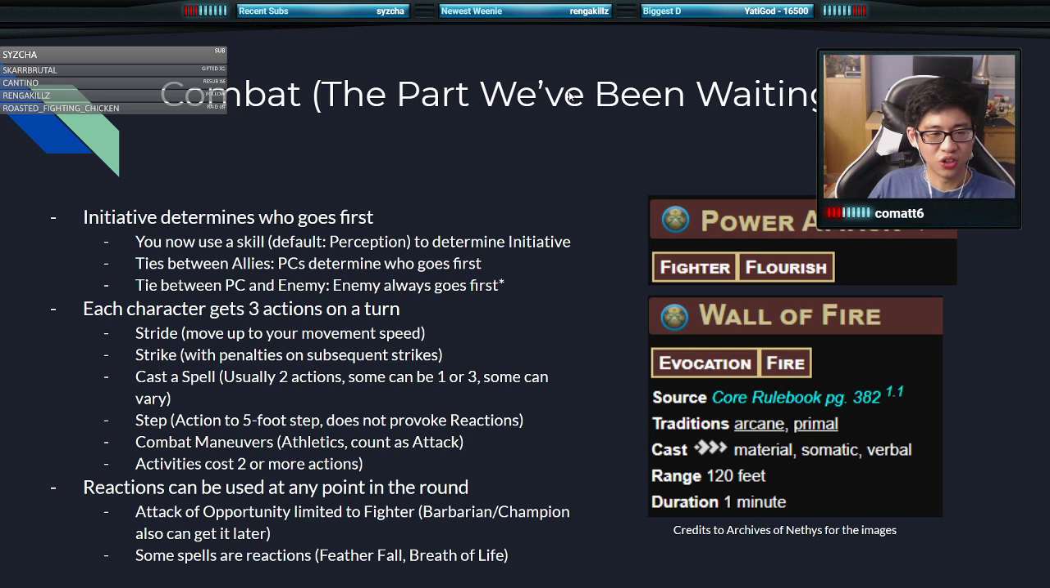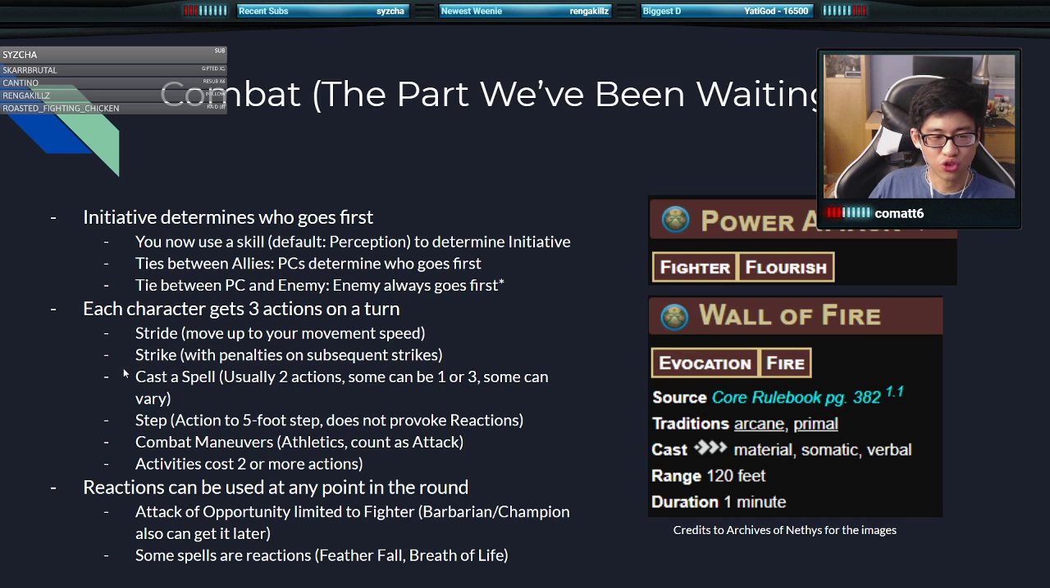On your turn, you gain 3 actions, and they can be used to do all sorts of things. Most commonly, with martial characters, you're going to be striding and striking. Striding allows you to move up to your movement speed, and then striking allows you to attack enemies. If you attack an enemy twice in a round, your second attack takes a -5 penalty, and a third attack takes a -10, unless they're agile weapons, of course.